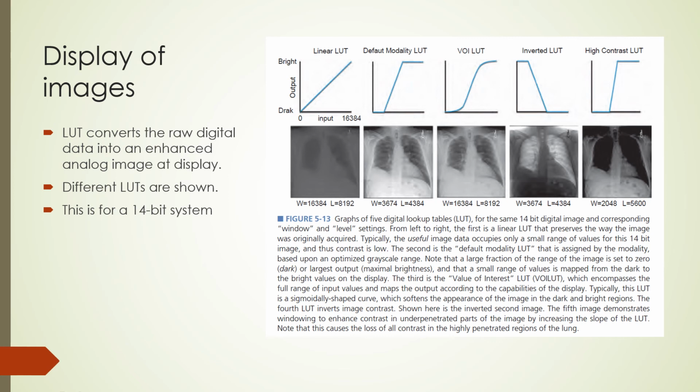A 14-bit system has 16,384 possible grayscale levels. Humans can only perceive up to 30 shades of gray.